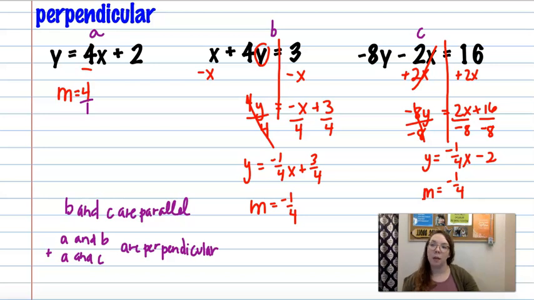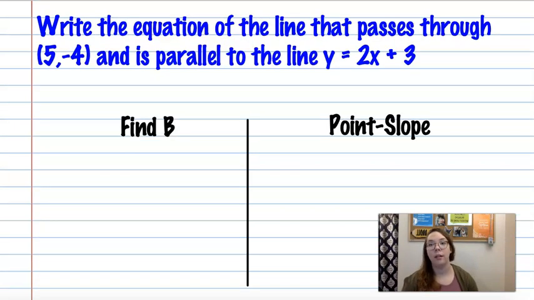All right, the other type of problem you're going to encounter in this section is writing equations of lines, given a point and given either parallel or perpendicular to another line. So this one says write the equation of the line that passes through the point negative 5, 4 and is parallel to the line y equals 2x plus 3? Well, we know that this line's slope is 2 and that parallel lines have the same slope. So really we have a slope of 2 and a point. And we can use that to write the equation of that line. So finding b, there's two methods.